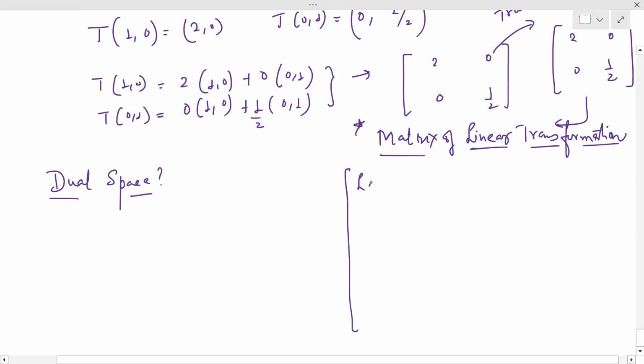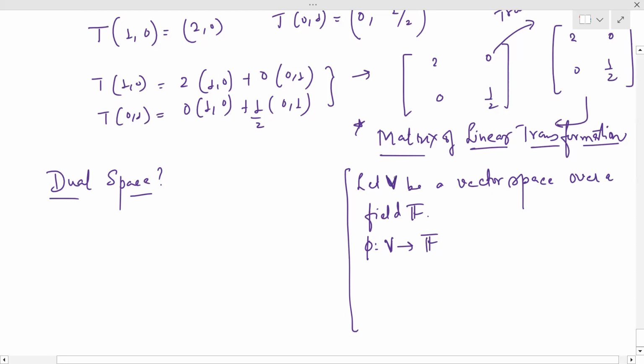So I'll write it here so that things are easy for you. Let V be a vector space over a field F. And let's say I define a linear transformation from V to F. Field F is the field over which your vector space is defined. So if I define a function from V to F, then this is called a linear functional. And I told you that the set of linear functionals also forms a vector space itself.